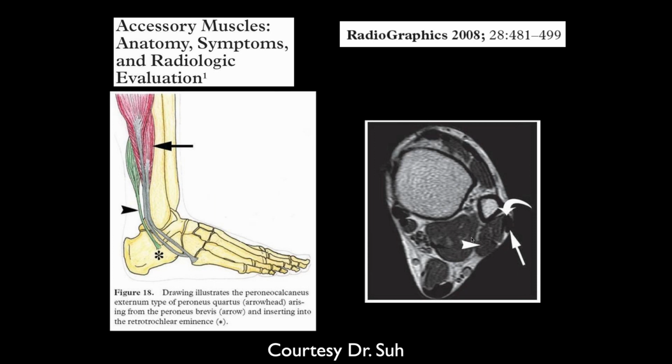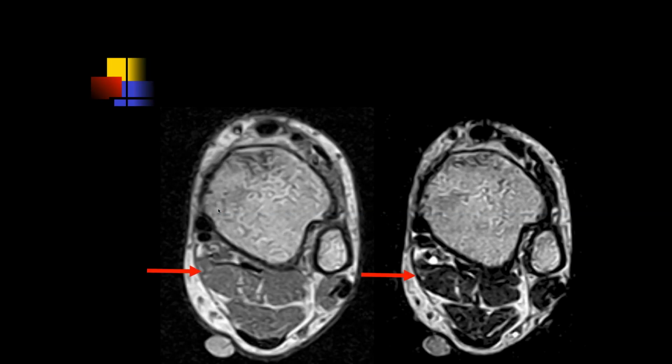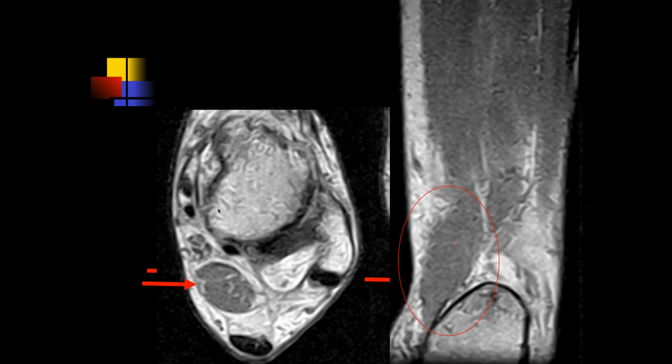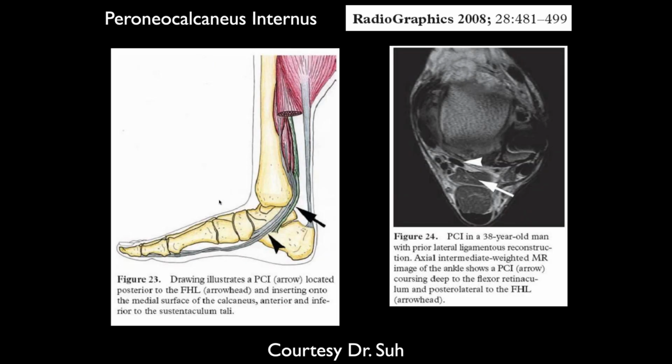bunch of others that have been described. Here's an article in Radiographics which describes a number of different types. Here's the peroneus quartus, and I think they describe four different types of peroneus quartus. And then you can have an accessory flexor digitorum longus coming down along the course of the flexor digitorum, which we can see right in through here. I'm not going to spend too much time on this. And then there's a peroneocalcaneus internus, which can come down.